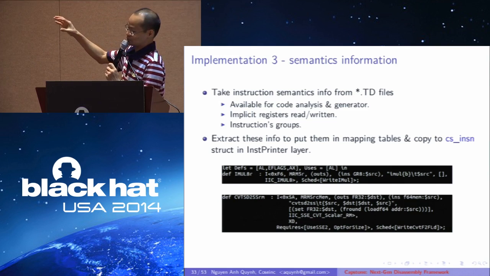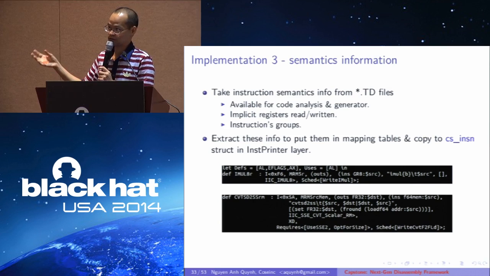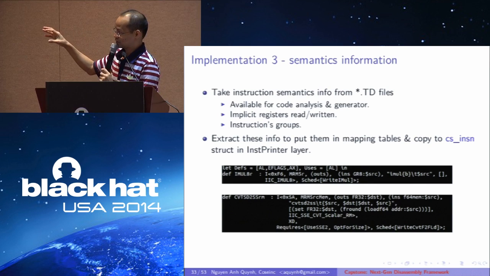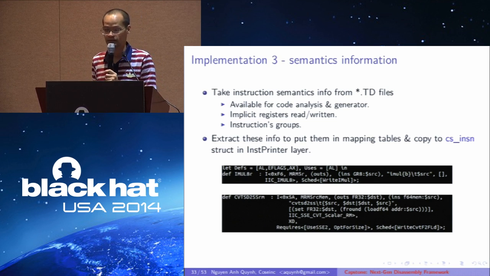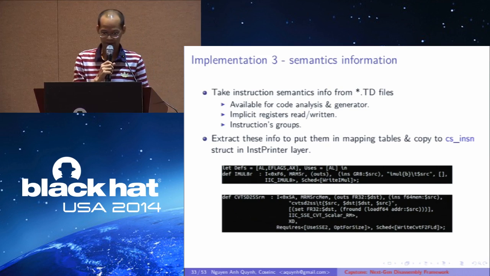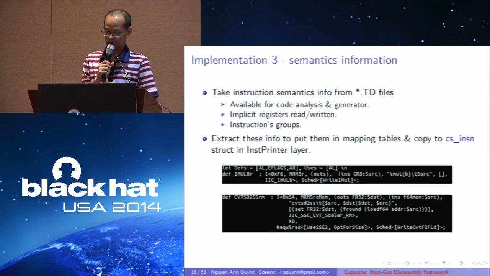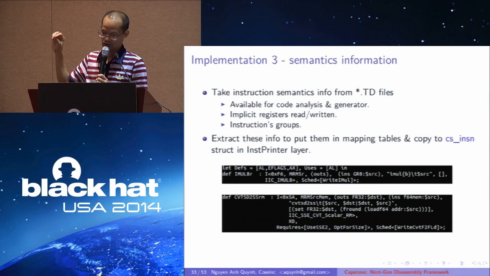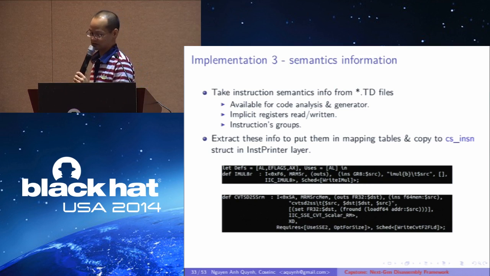But I think that those information can be useful. So my idea is that I took this information out and gave it to Capstone. Those information were originally not for the disassembler, but for the code generator inside the compiler. So I extract all of this information and put them in many mapping tables inside Capstone. And at runtime, at the hooking layer, at the printer layer, I copy all of this information into the CS_INSN structure.